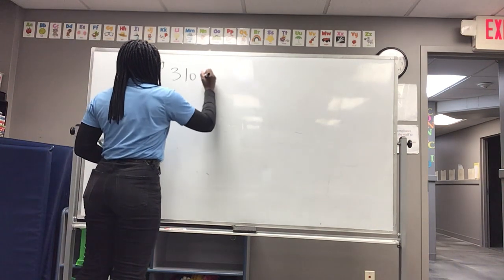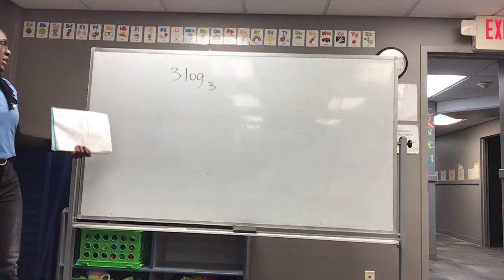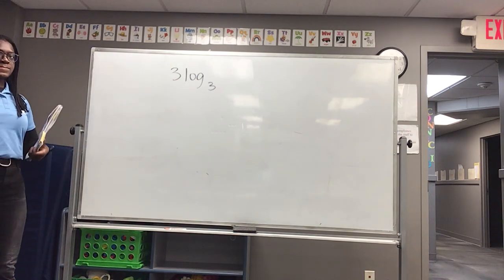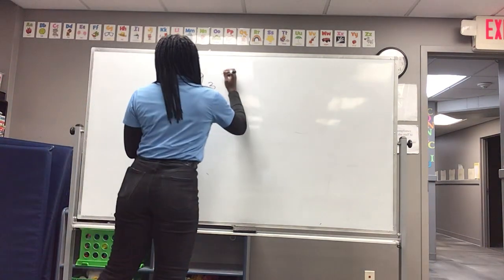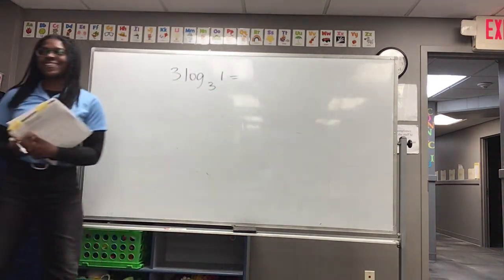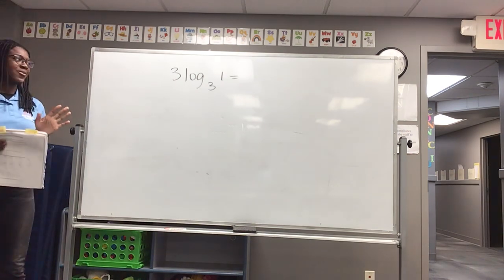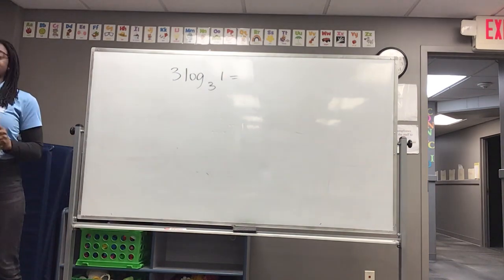So this was one of our properties. But if I had 3 log to the base of 3, do you guys know what this would equal? Oh, sorry, I did not finish writing. Okay, there we go. I had 3 log base 3, and then 1 there. Do you know what that would equal? 0. So it's actually going to equal 1.